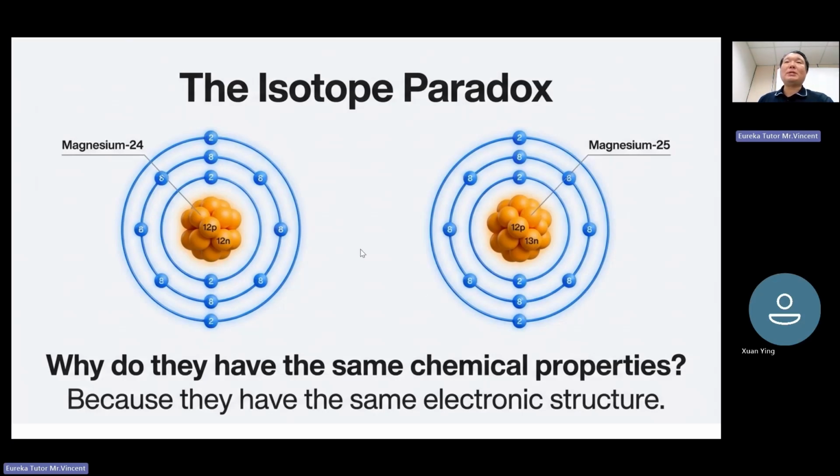So I repeat again, you see 24 and 25, and the outside orbit surrounding is the electrons. They have the same number of electrons, meaning the same electronic structure, so they behave chemically the same. The isotope's only difference is the number of neutrons.